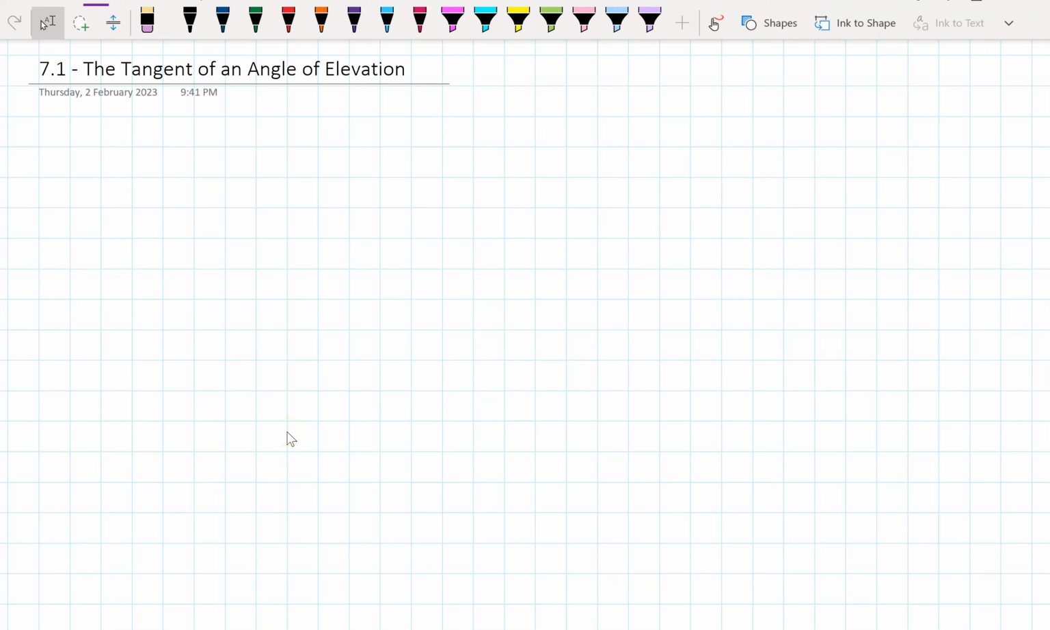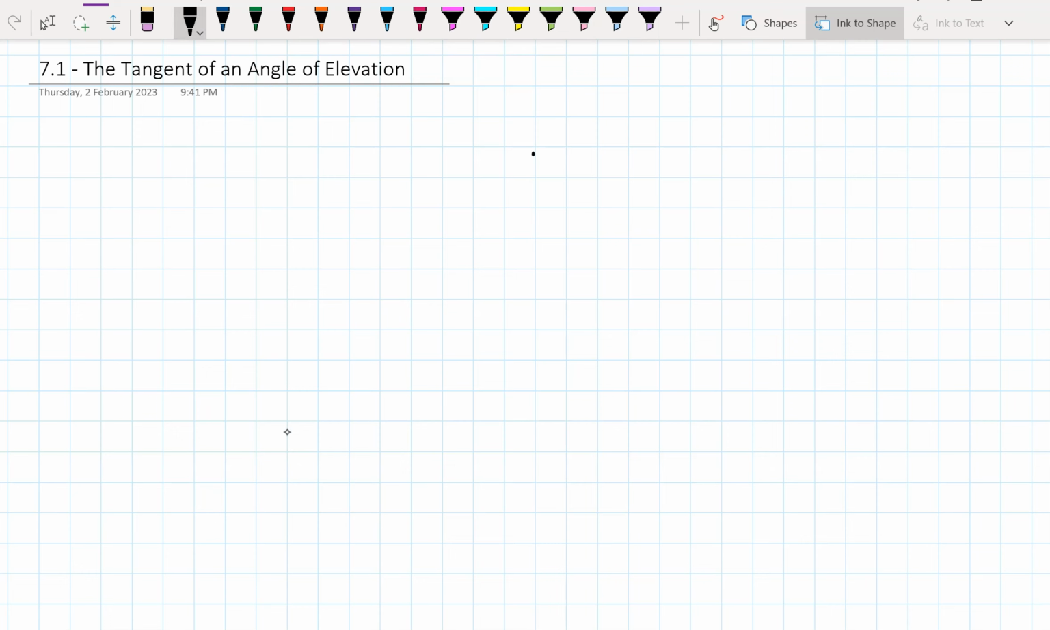Okay, so for this video, we're going to look at a new concept for you, which is called a tangent. Now, don't worry about that for the moment. We'll get into it shortly. But firstly, I want to talk about the second part of the title here, which is what we call an angle of elevation. Okay, so that's where we're going to start.